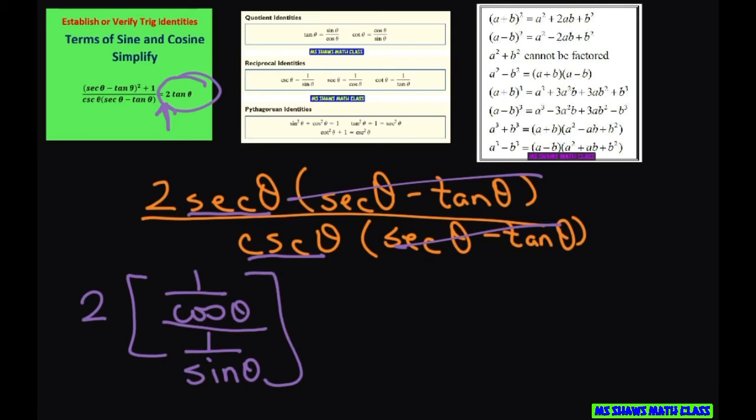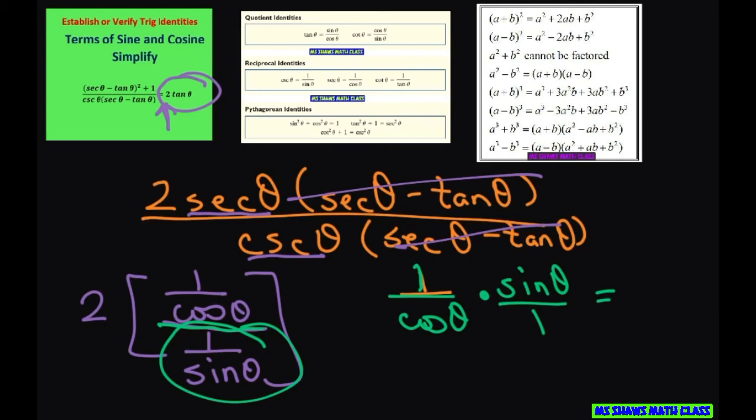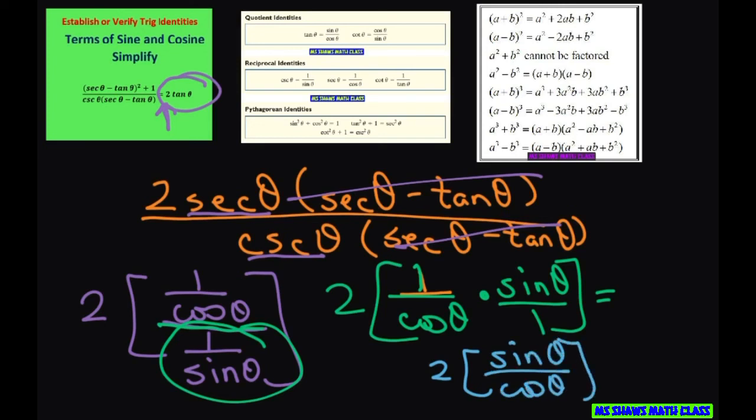So basically what you have is you keep, change, flip: instead of divide, let's multiply, and then you flip this. So instead of dividing by 1 divided by sine, you're multiplying it by sine, divided by 1. Well, this equals, and then we still have 2 here. This is going to equal your 2 sine divided by cosine, which equals 2 tan of theta. And that's it.